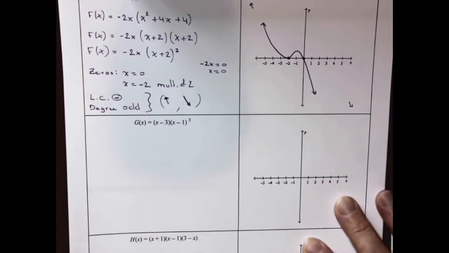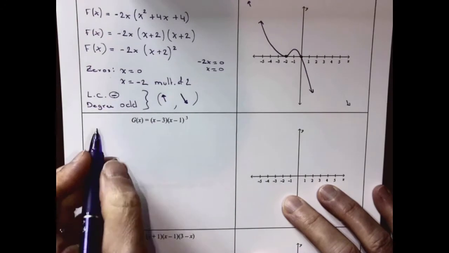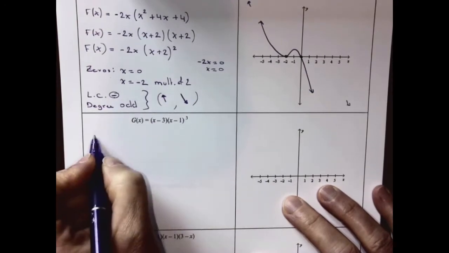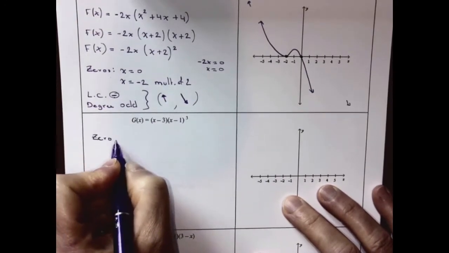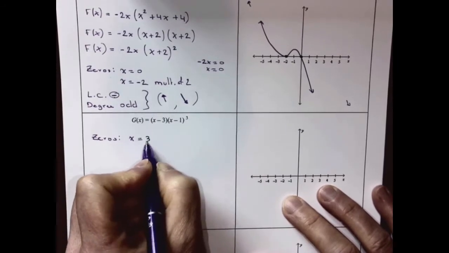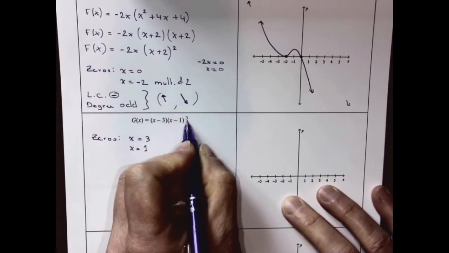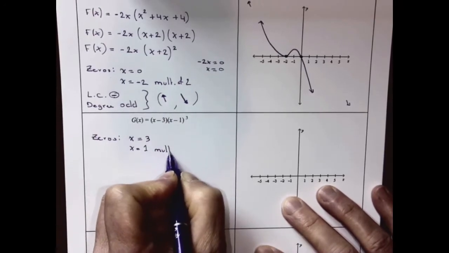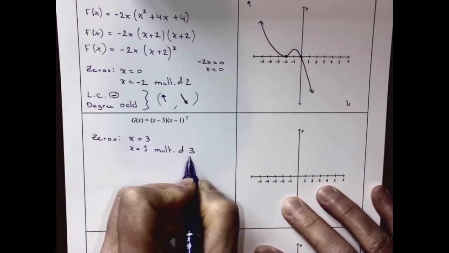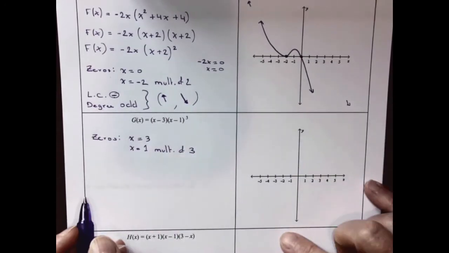The next one is given to me already in factored form, so that's kind of nice, but I need to figure out, so first of all, what are my zeros? Since it's in factored form, it will be quick. X is equal to 3 for that factor, and x is equal to 1 for this one, but this one has a multiplicity of 3. It's an odd multiplicity, we know we're going to change concavity on that, right?